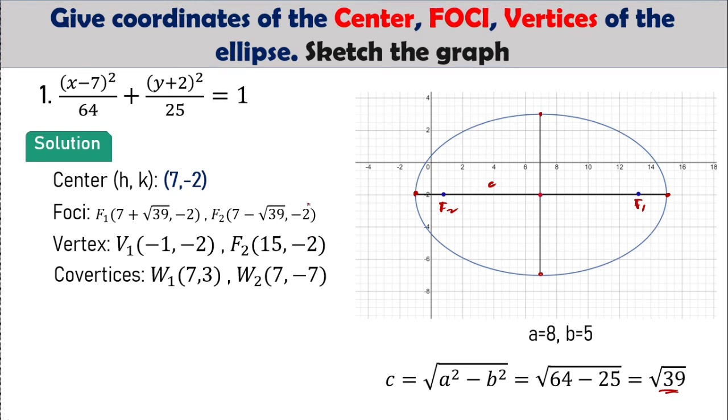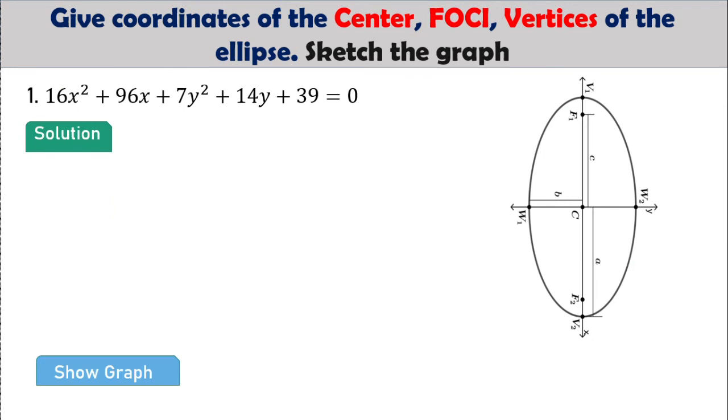So let's try another example para maintindihan nyo. Okay, let's have this one. Alright, so in the next example, medyo kung titingnan mo, you cannot get the center right away, right? Because it is in general form. So, gagawin natin is we're going to solve the standard form. So, the given is 16x squared plus 96x plus 7y squared plus 14y plus 39 equals 0.